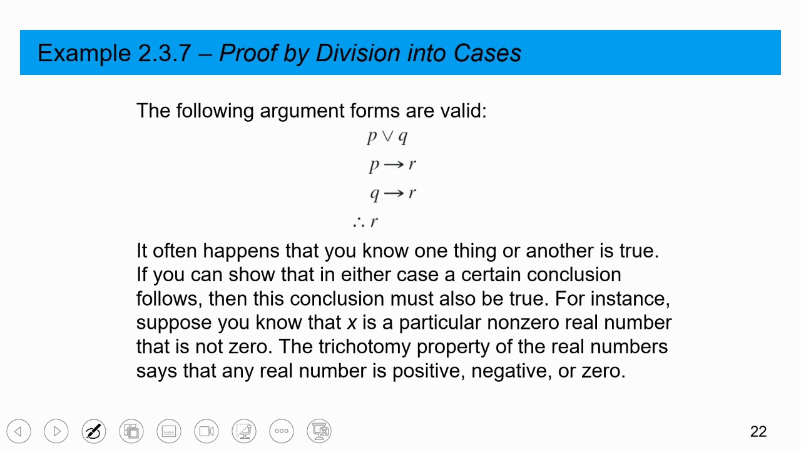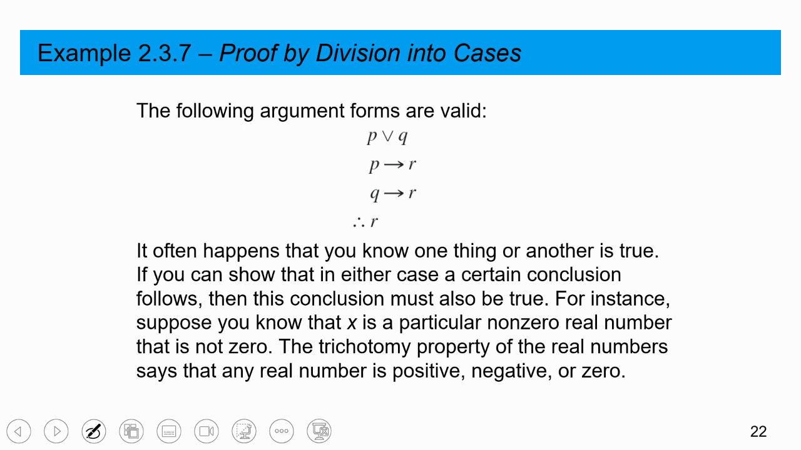Here we have P or Q as one of our premises, and also P implies R and Q implies R. We can conclude R. Okay? It often happens that you know one thing or another is true. And if you can show that in either case a certain conclusion follows, then this conclusion also must be true.